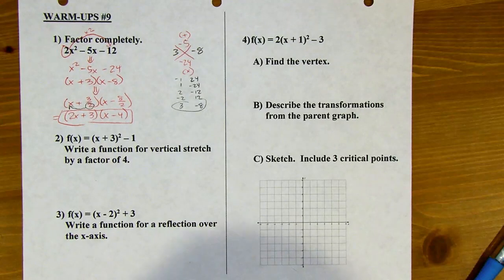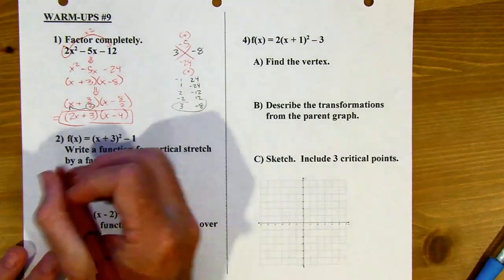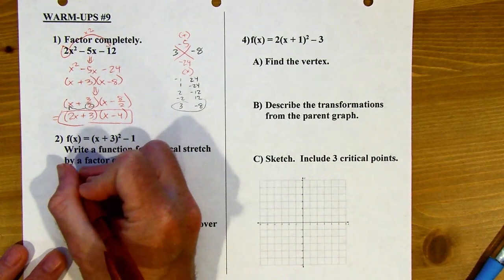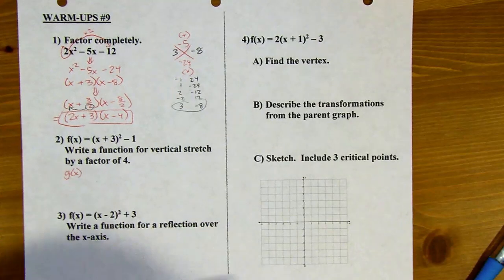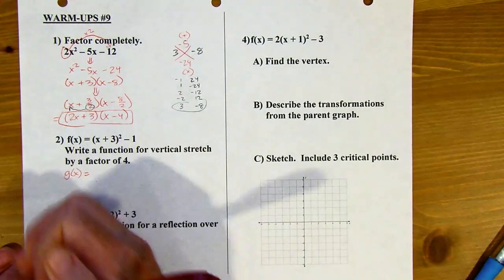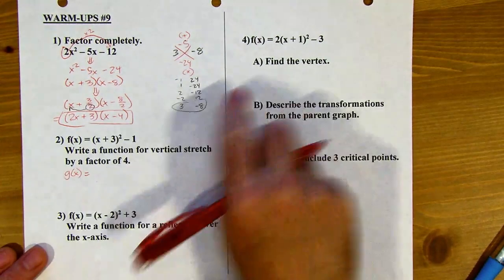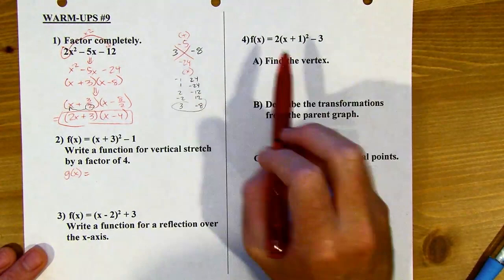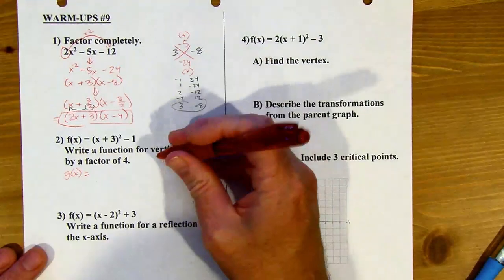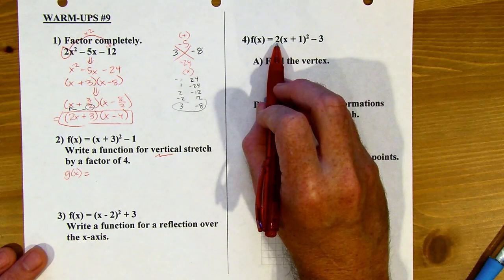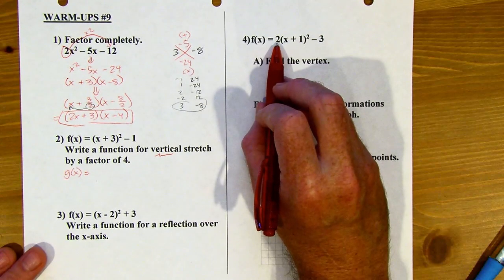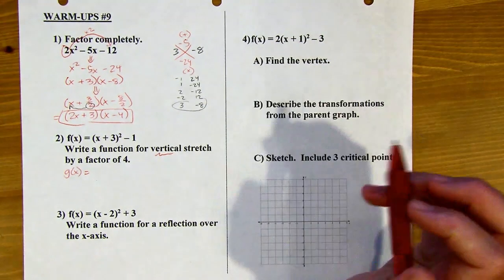All right, next up, we're going to write a function for a vertical stretch by a factor of 4. Okay, so I'm going to call my new function g of x, just so it has a different name than f of x, okay? But what I'm going to do to this, I'm going to multiply. So just looking ahead, if you have a vertical change, it's going to be something multiplied on the outside of the parentheses if it's a quadratic equation or the outside of the absolute value, okay?